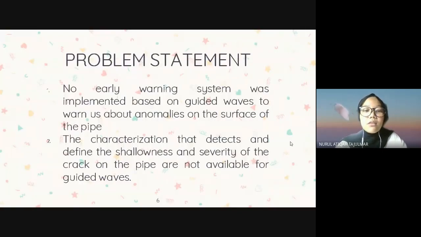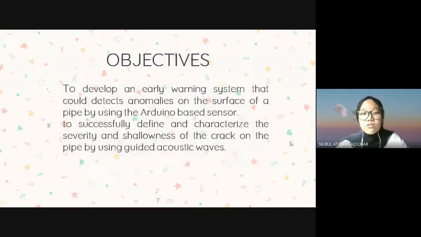For the problem statement, number one is that we have no early warning system implemented based on guided waves to warn us about anomalies on the surface of the pipe. And the characterization that detects and defines the shallowness and severity of the crack on the pipe is also not available for guided waves. So that leads us to our objective, which is to develop an early warning system that could detect anomalies on the surface of a pipe by using the Arduino-based sensor, and also to successfully define and characterize the severity and shallowness of the crack on the pipe by using guided acoustic waves.